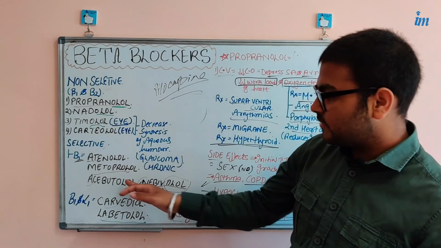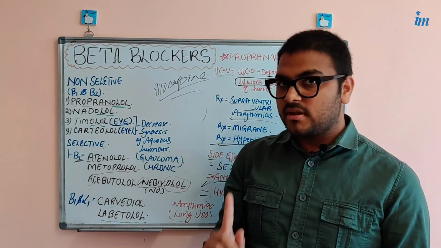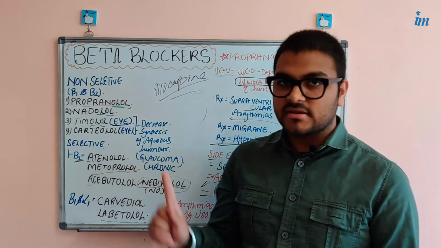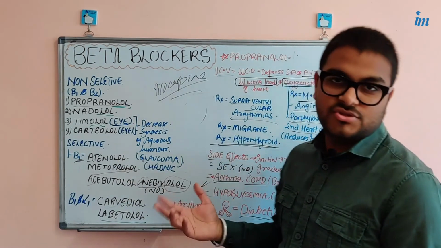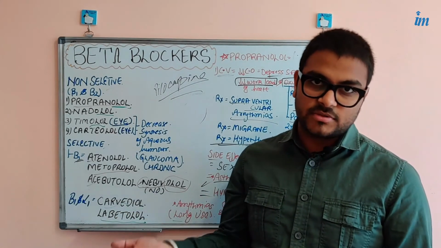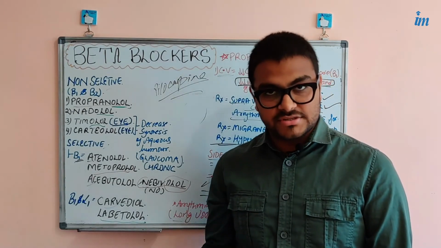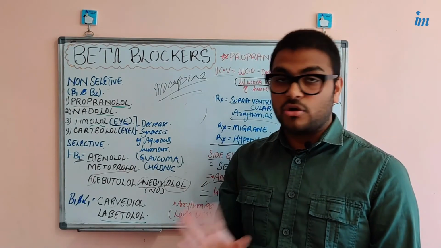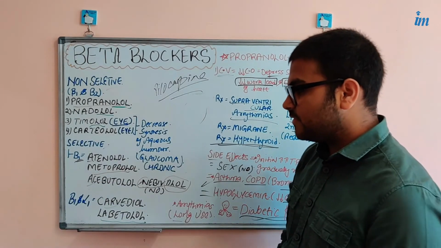So this is the application of beta 1 blockers. They can be given in asthma and COPD, and can also be given in insulin dependent diabetes mellitus, because gluconeogenesis and glycogenolysis are beta 2 dependent and not beta 1 dependent. So it is safer if you want to give beta blockers.